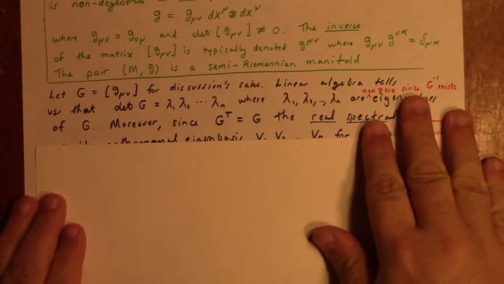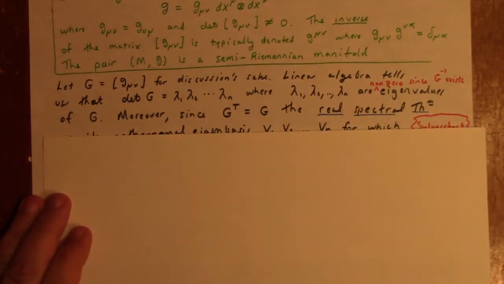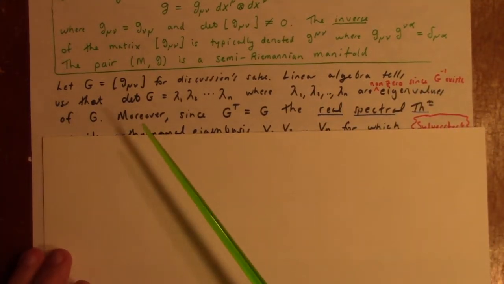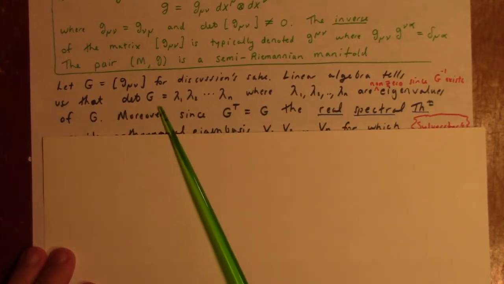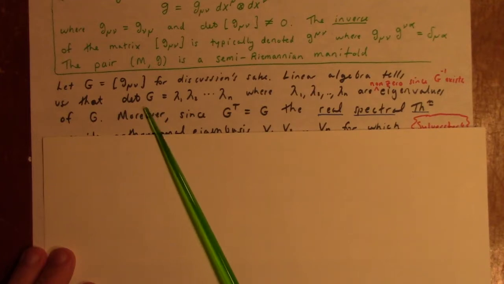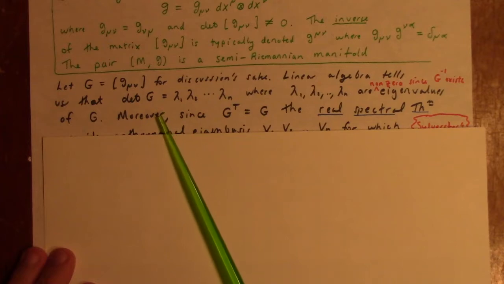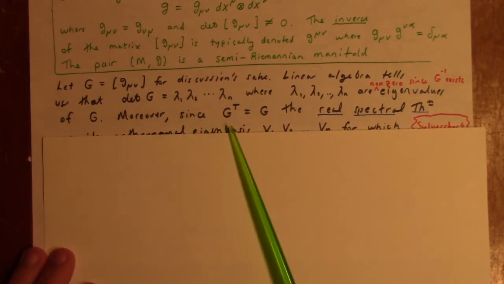So just a little bit of linear algebra here to sort through. So if we let G be the matrix of the metric for discussion's sake, then linear algebra tells us that the determinant of G is the product of its eigenvalues. And this is true whether G is diagonalizable or not. But in this context, since G is actually symmetric, we can say more.